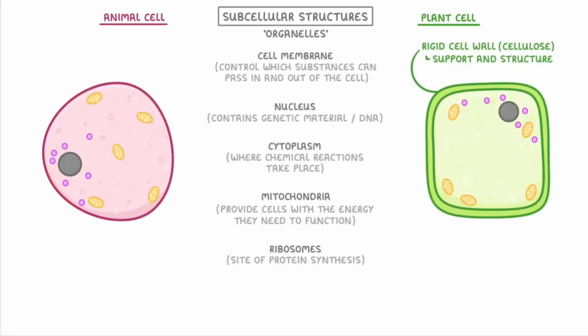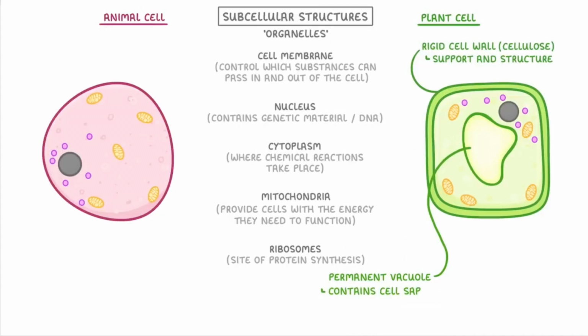Next, a lot of the cell is often taken up with this thing, called a permanent vacuole. You can think of this as a big sac that contains cell sap, which is basically a mixture of sugars, salts, and water that this cell can use when it needs to.